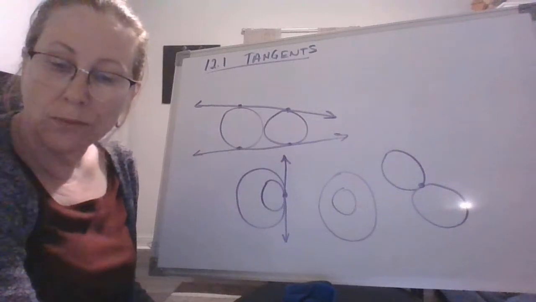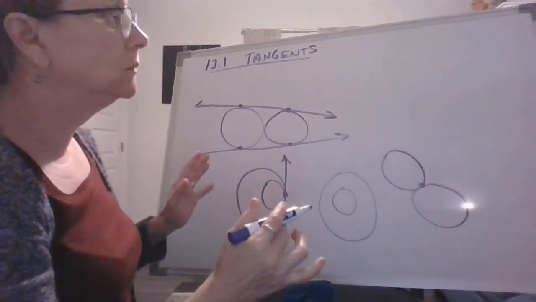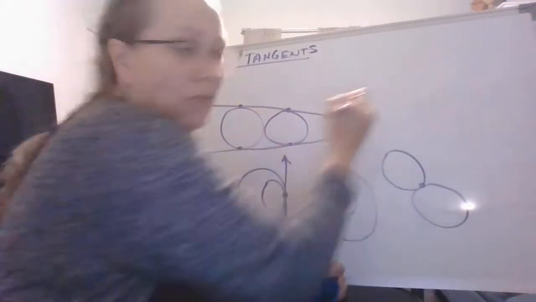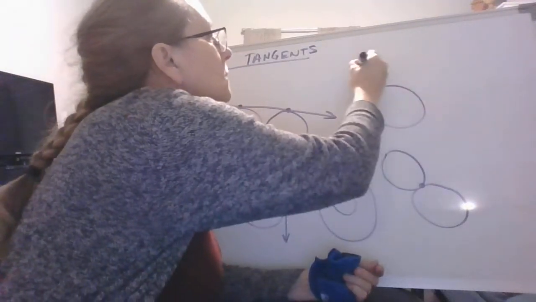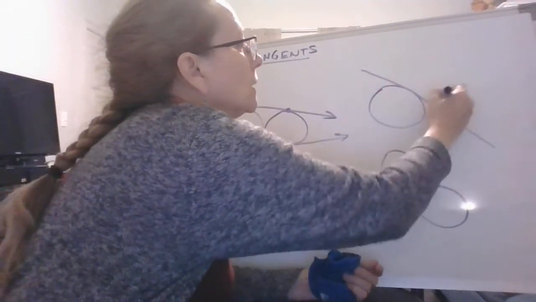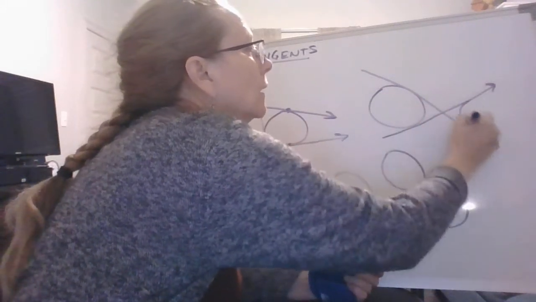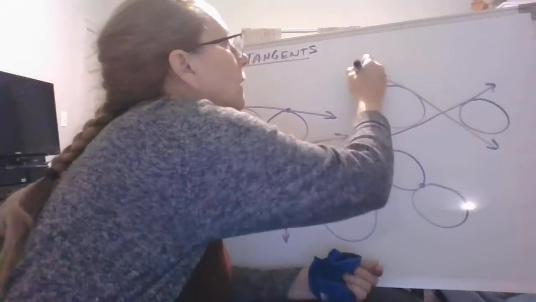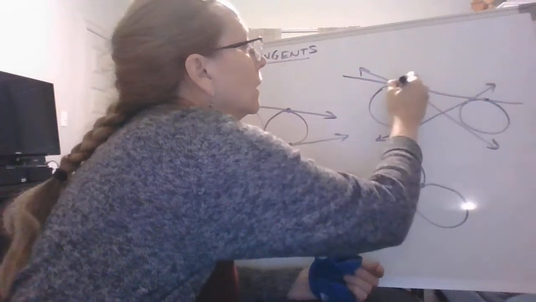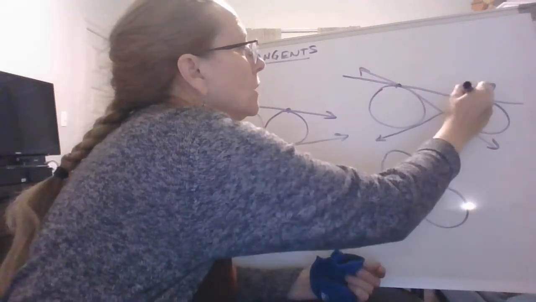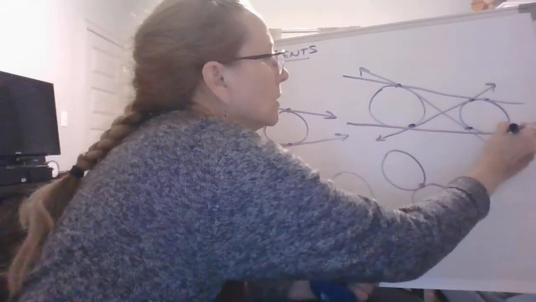You could have possibly 4 common tangents. Let me see if I can draw this one exactly right. I will do my best. So let's see if I can do that. And this, get the other circle in there. So, and then another tangent here. So here's a common tangent, there's a common tangent, and here's a 4th common tangent.